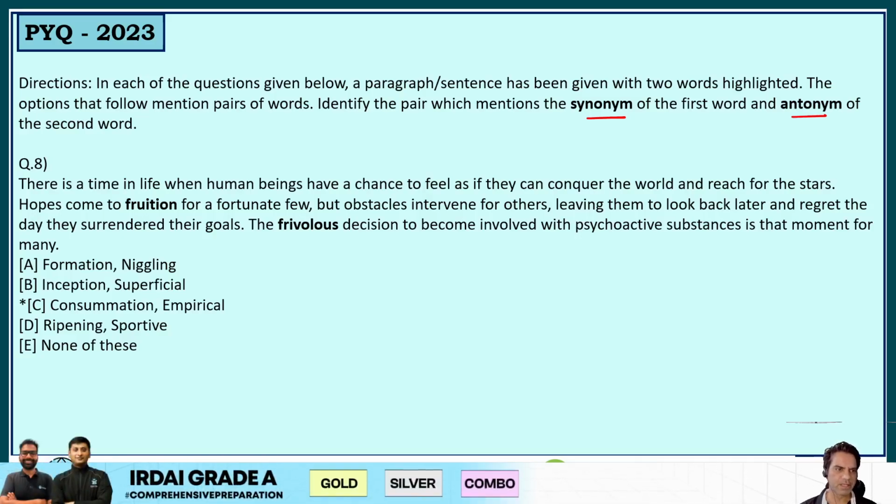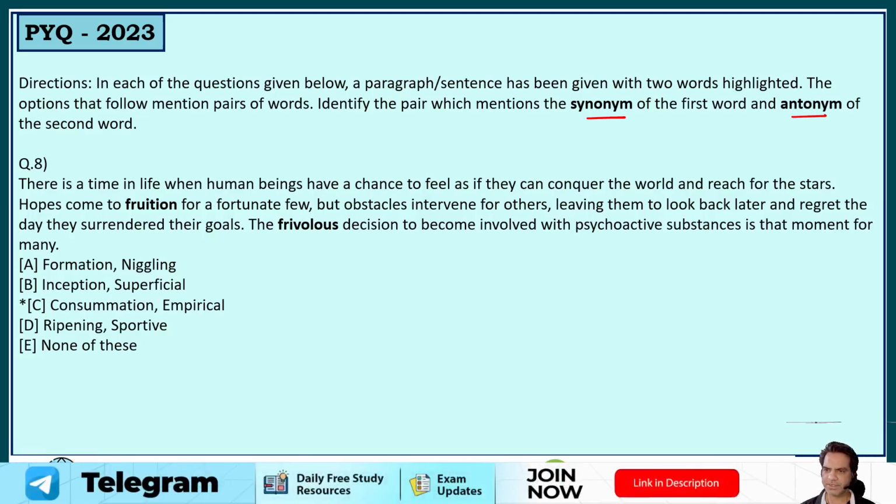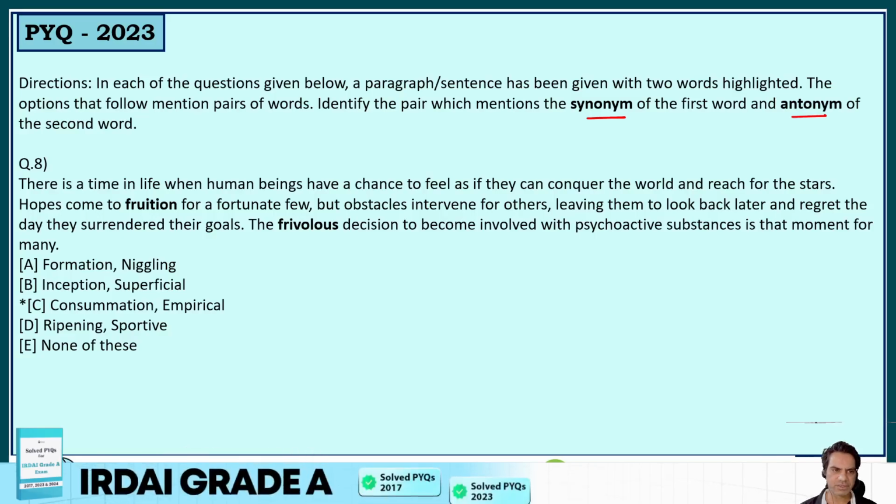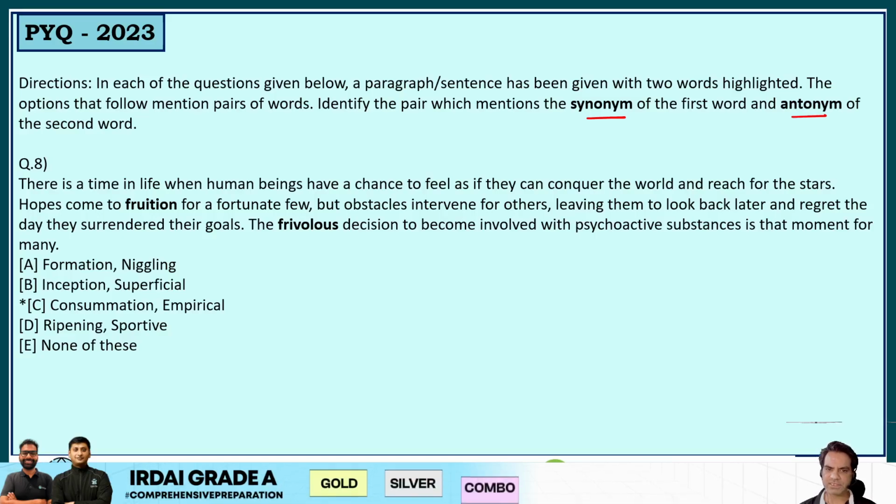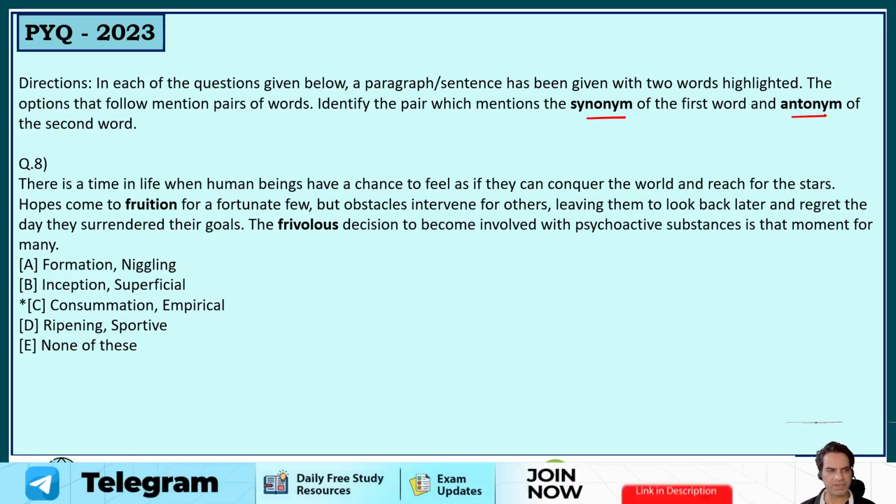Let's do it, guys. There is a time in life when human beings have a chance to feel as if they can conquer the world and reach for stars. Hopes comes to fruition. Fruition means reality, something when it is achieved for a fortunate few, but obstacles intervene for others, leaving them to look back later and regret the day they surrendered their goals. The frivolous decision to become involved with psychoactive substances is that a moment for many. So frivolous is when you do not think seriously.